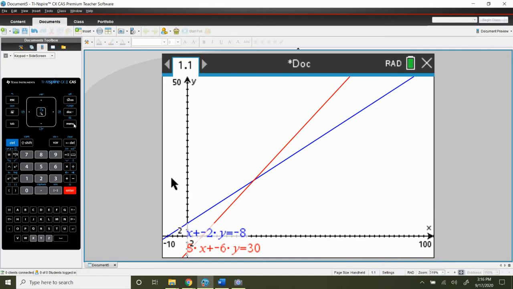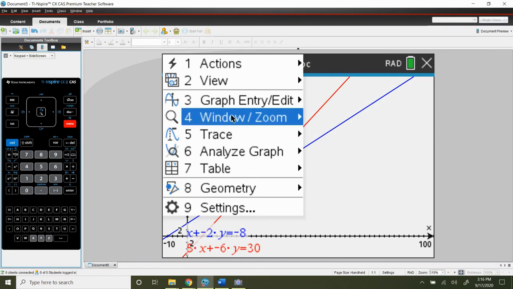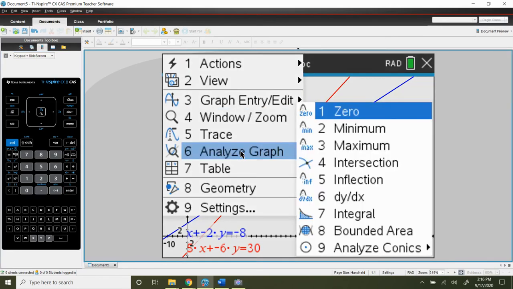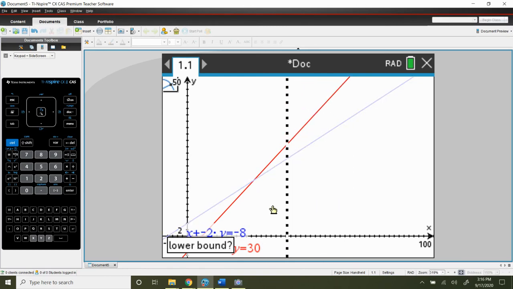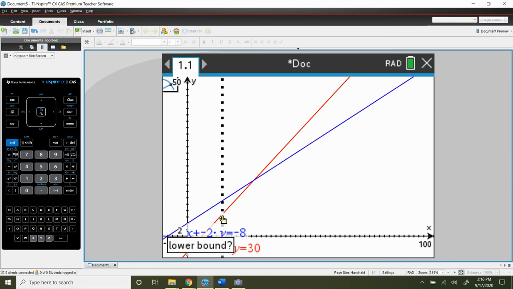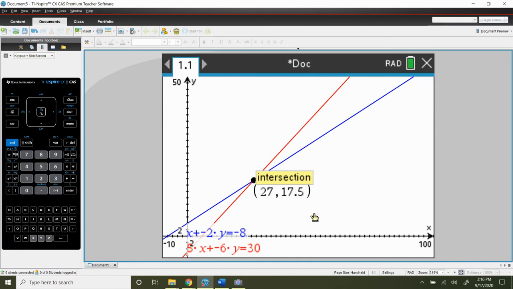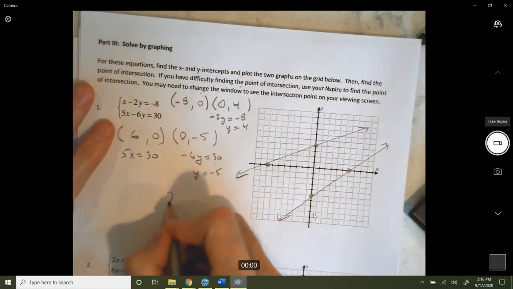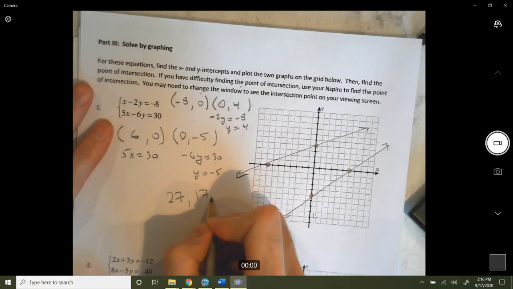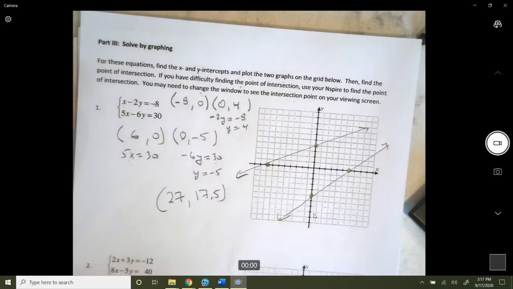Okay, this time I'm going to show you a different way to do point of intersection. We'll go to menu, number 6 for analyze graph, intersection. Maybe I showed you this in class. You move this, now it's asking for a lower bound. A lower bound, this is your x value. Notice it's a vertical line, x equals something. So I want your x to be below, hit enter, and then your x to be above, and it gives you that point of intersection, 27, 17.5. Okay, 27, 17.5, which is off the screen, okay?